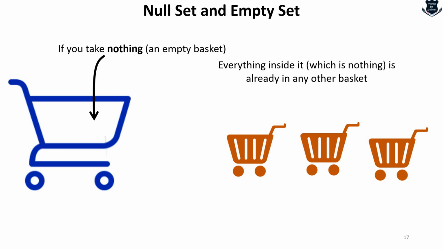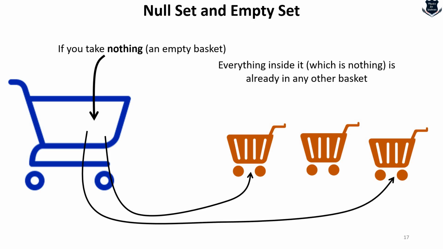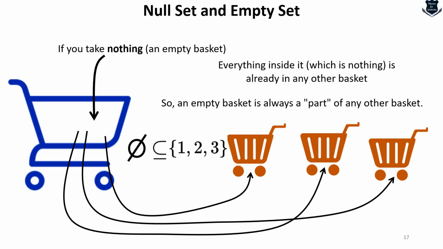So that is why we say this nothingness of the empty basket is actually contained in all those small baskets. So hence we say that an empty set or empty basket is always a part of another basket. So we say that the empty set is a subset of 1, 2 and 3.